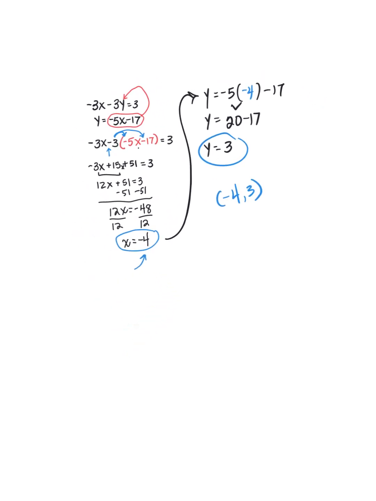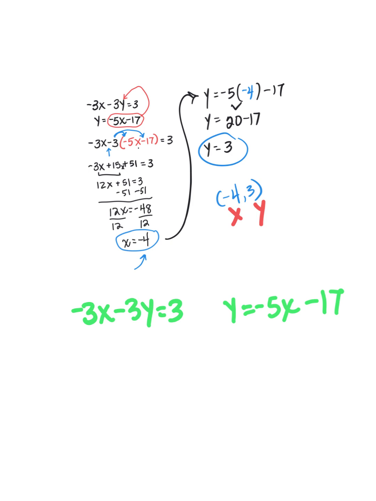Let's do the check. I like doing it in green. I'm going to write both of my equations. I don't know why that marker looks so big. Negative 3x minus 3y equals 3 was one of them. The other one is y equals negative 5x minus 17. Okay. This is x. This is y. Make my marker a little smaller. Thank you.